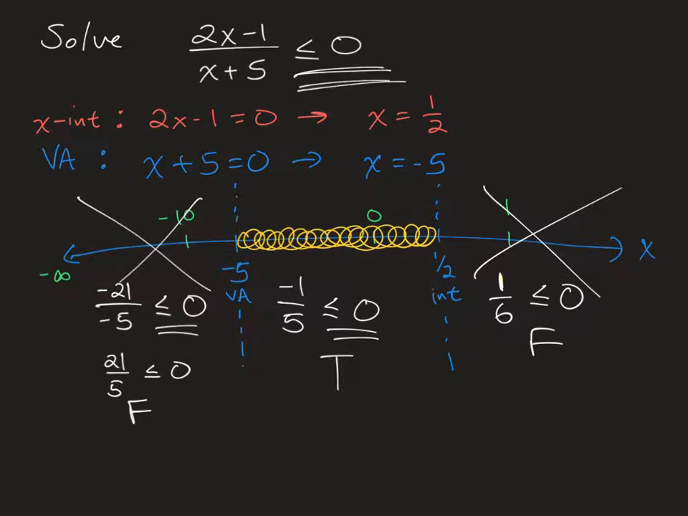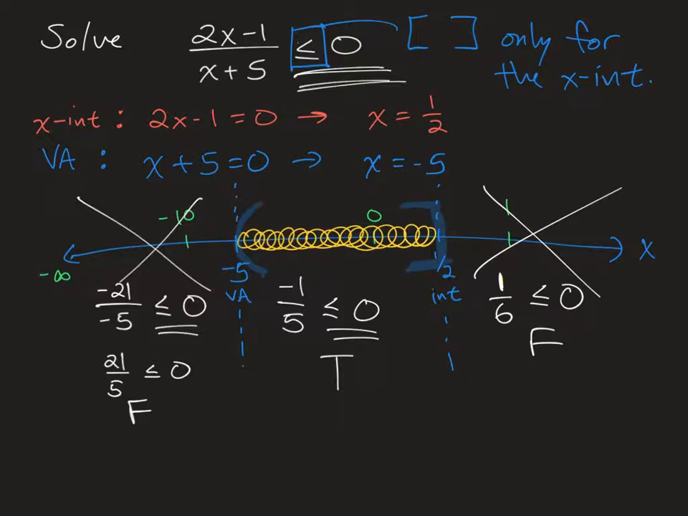Cool. As we did in the last example, we have to make sure that we are using either brackets or parentheses. In this example, just like the last one, where there's an equal to, we'll be using brackets, but only for the x-intercept. The vertical asymptote will always get a parenthesis. So it'll be a parenthesis here and a square bracket over here.